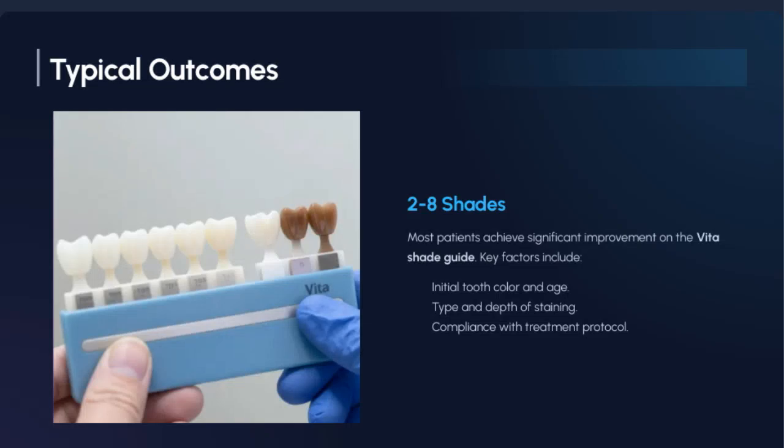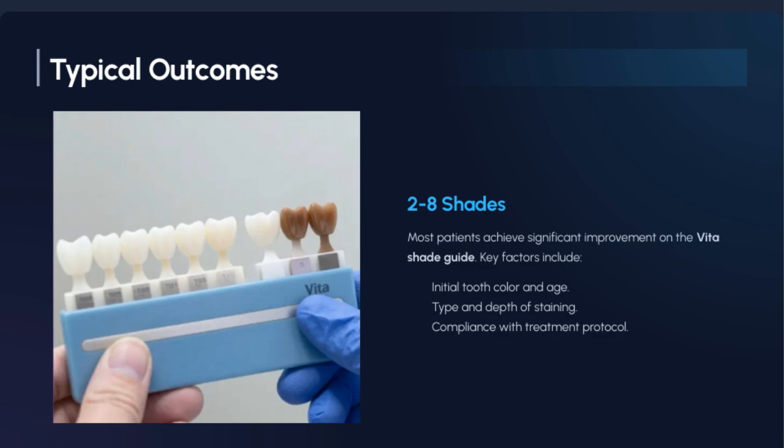Let's talk about what influences the success of our treatments, starting with compliance with the treatment protocol. When patients follow the recommended steps carefully, we see much better results. Next, the type and depth of staining play a significant role. Superficial stains are easier to address, whereas deeper stains may require different approaches. The initial tooth color and the patient's age are also crucial factors. Lighter starting shades and younger patients often achieve more predictable outcomes.